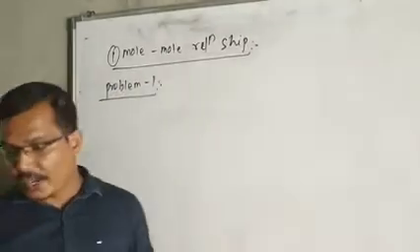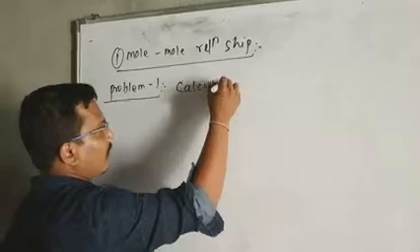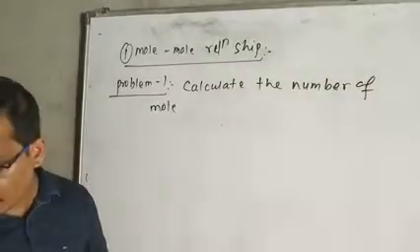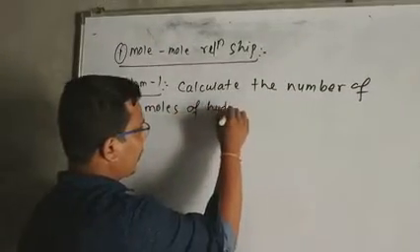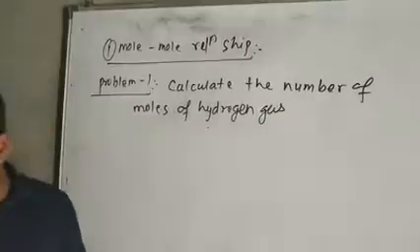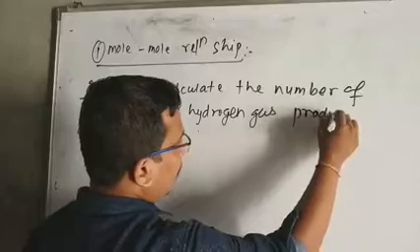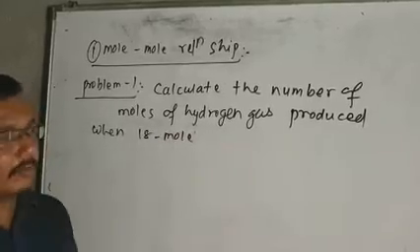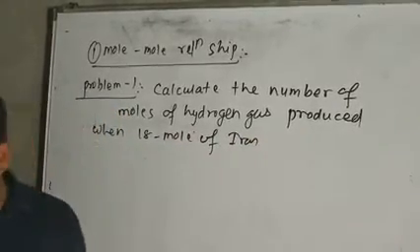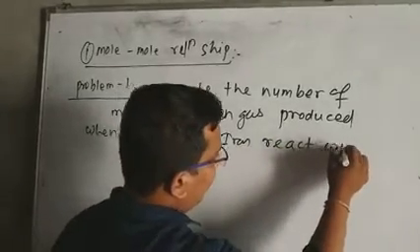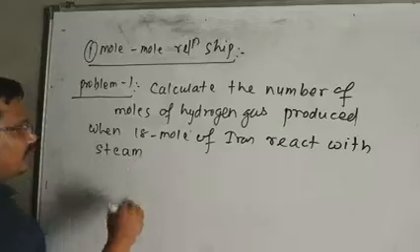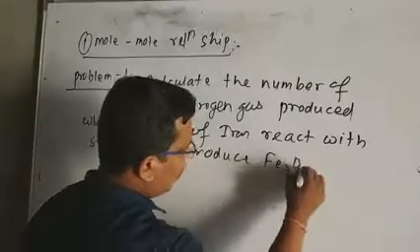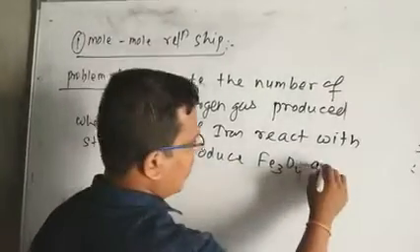Problem number 1. Suppose a problem asks: calculate the number of moles of hydrogen gas produced when 18 mole of iron reacts with steam to produce Fe3O4 and hydrogen gas.